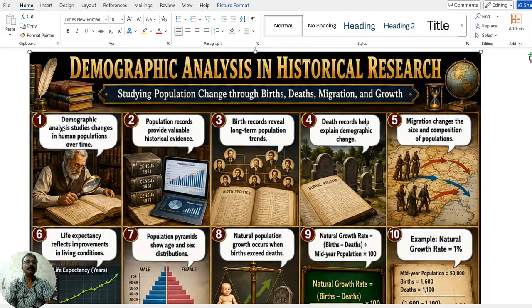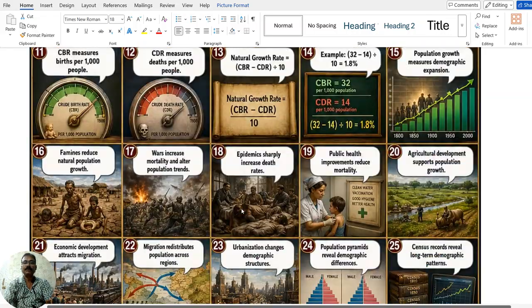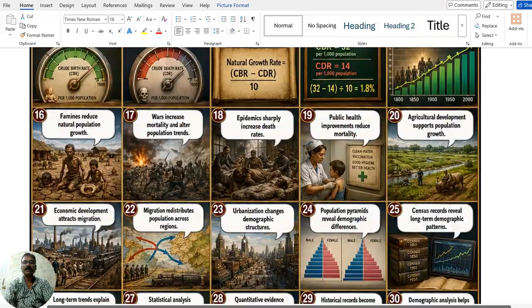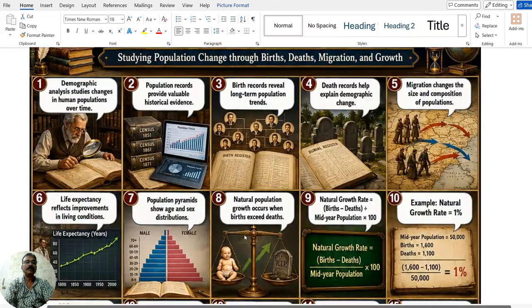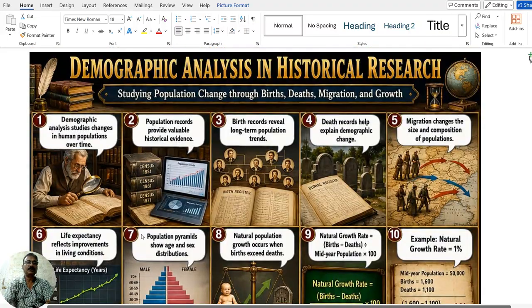So the first figure: demographic analysis studies changes in human populations over time. Okay, how is demographic analysis helpful for historical research? Just to explain this topic, I have taken the help of this poster. This poster consists of, perhaps, 30 images. So these 30 images, first I explain, after that I shall go to the detail.